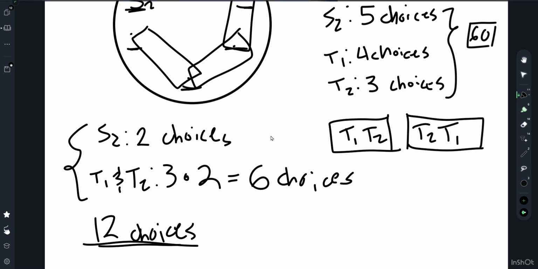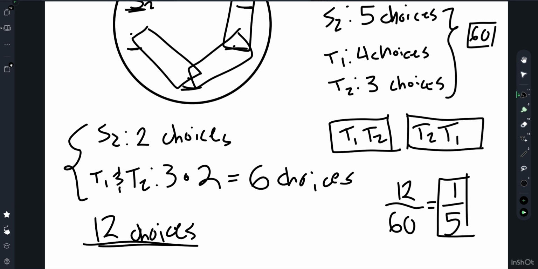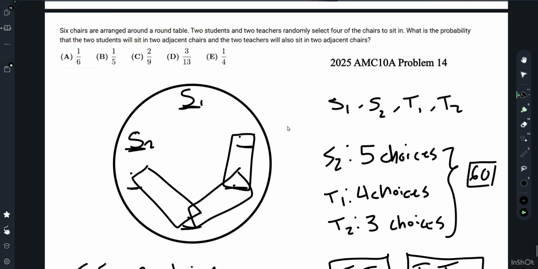So if we take 12 ways that satisfy our conditions over the total number of ways, which is 60, we get 1/5. So 1/5 of the time the students sit together and the teachers sit together too. So that gives us answer choice B.